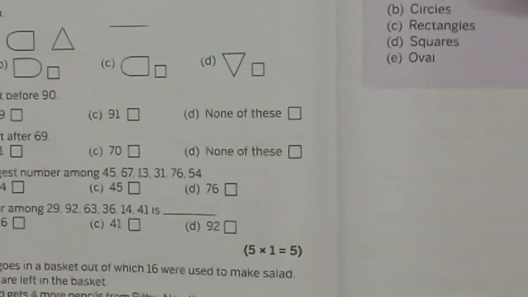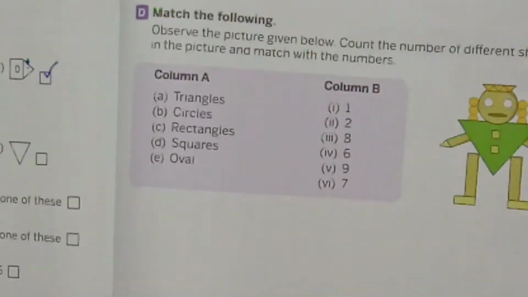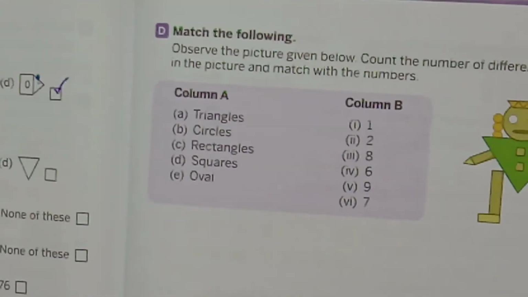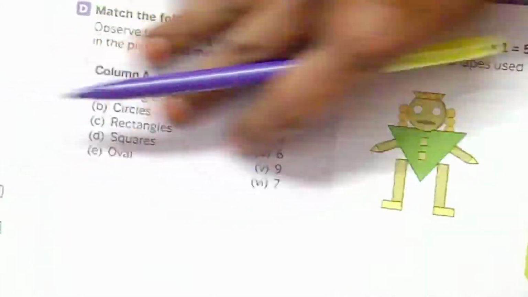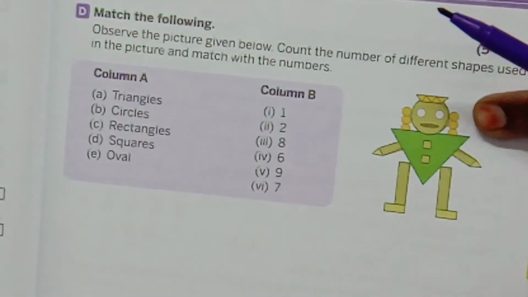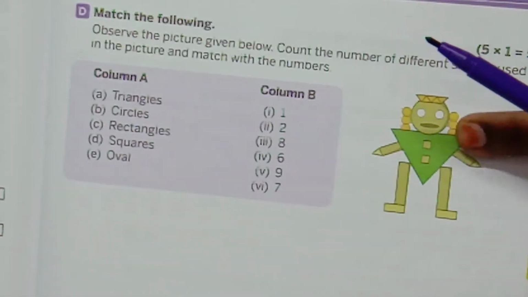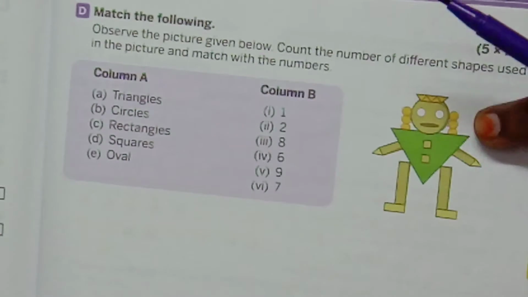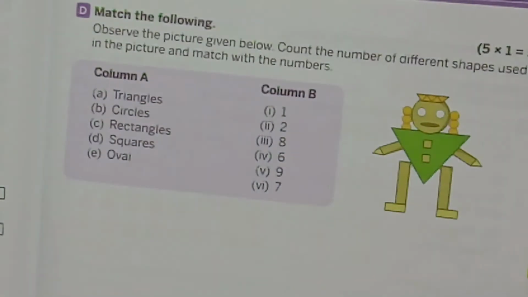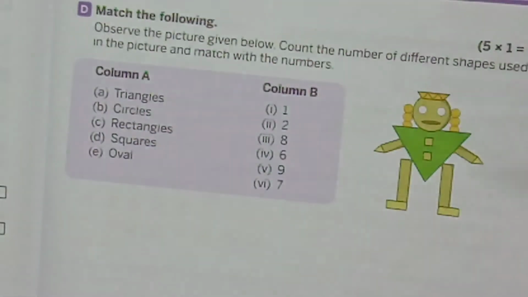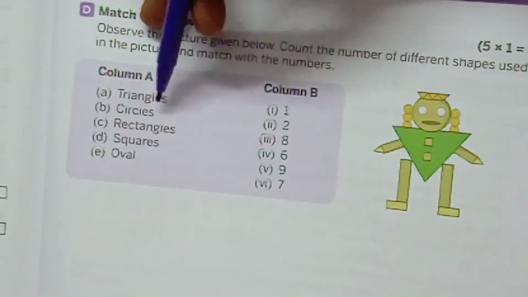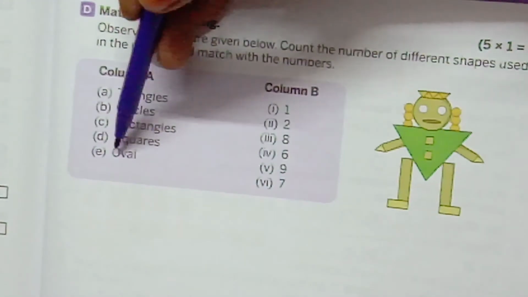Okay children? Now, children, next page. See here, match the following is there. Simple. Children, look at here. Observe the picture. In this picture, we have triangles, rectangles, circles, and ovals. Okay children? Now see, triangles. I want triangles, circles, rectangles, squares, ovals.